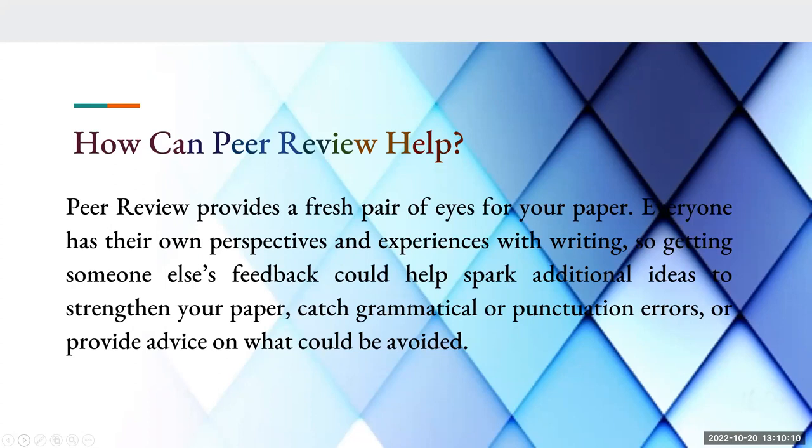So, how can peer review help? Peer review provides a fresh pair of eyes for your paper. Everyone already has their own perspectives and their own experiences with writing. So, getting someone else's feedback can help the writer think of additional ideas that might strengthen their paper. In addition, an extra pair of eyes catches grammatical or punctuation errors, right? And it can provide advice on what can be avoided. The best benefit of peer review is that when you perform peer review on someone else's paper, it also can spark information on how you can improve your own writing.